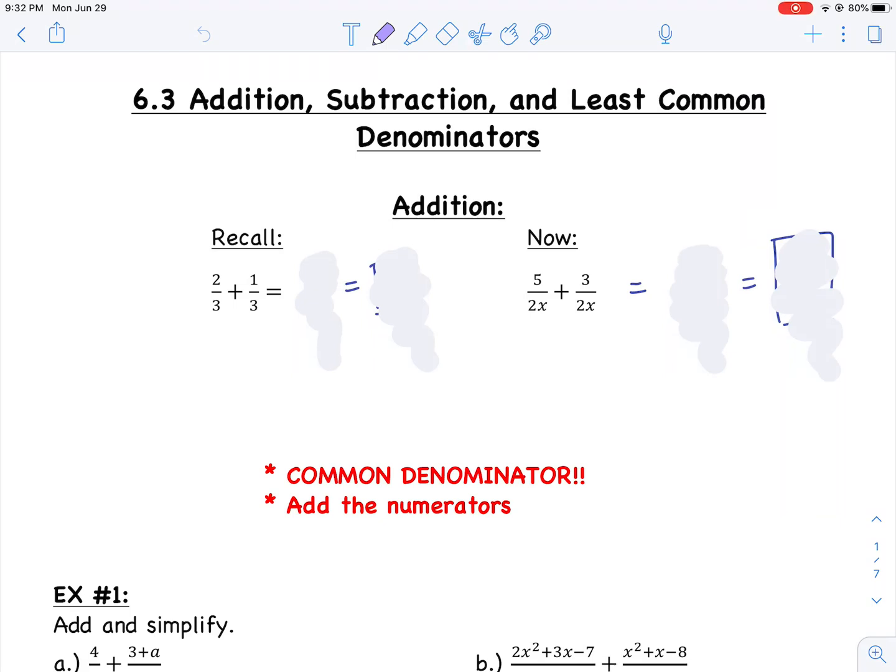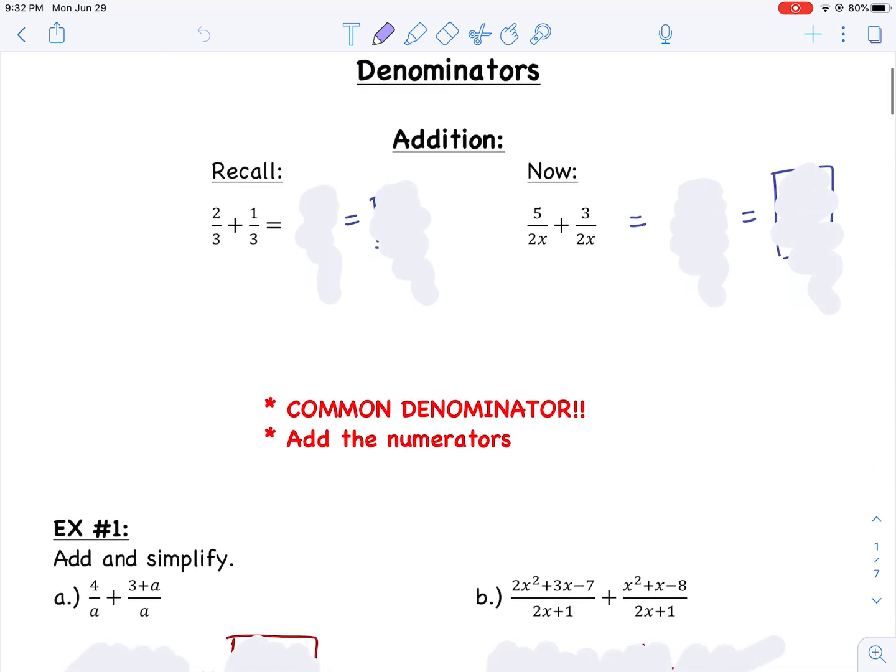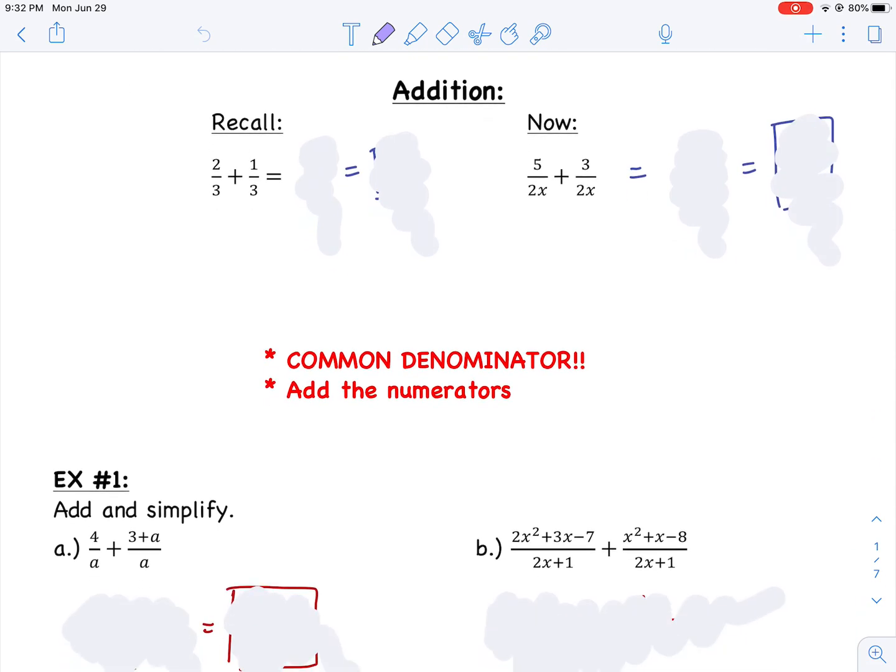All right, we're in section 6.3 now. We've already talked about multiplying and dividing rational expressions. Now let's start to talk about adding and subtracting. We're going to start off kind of basic, where all of our problems in this section will have common denominators already. Because if you recall, when we add fractions, we need to have a common denominator.